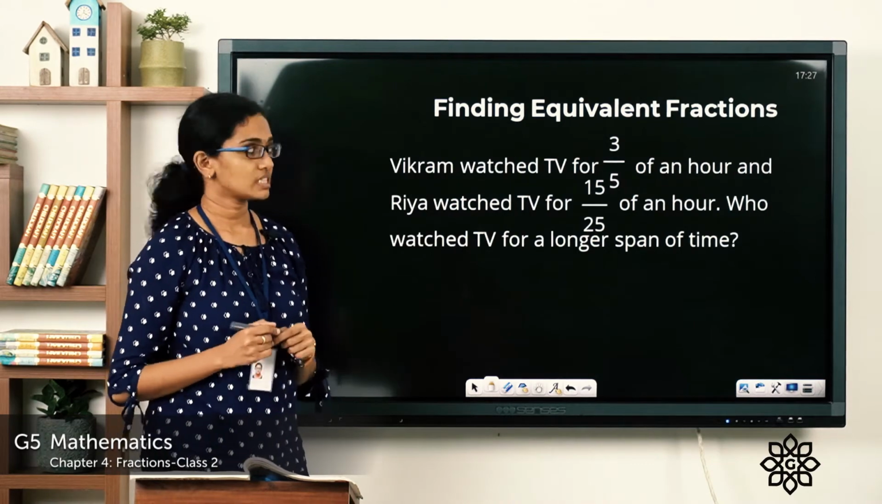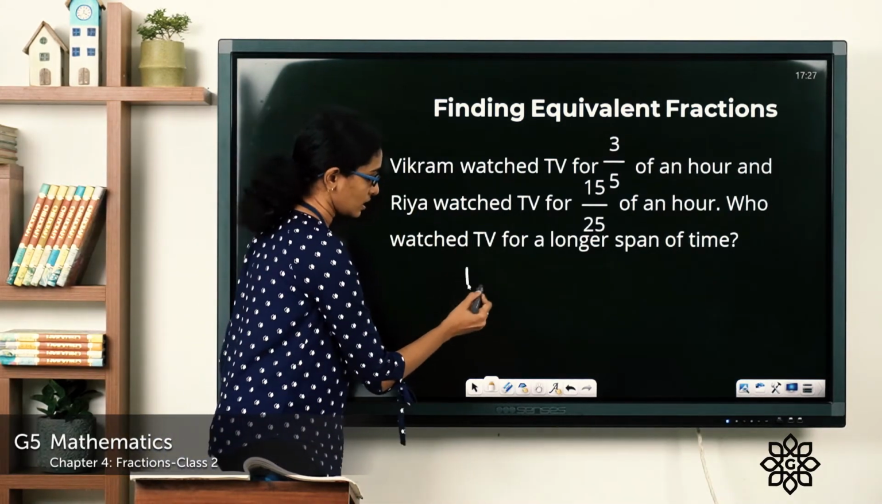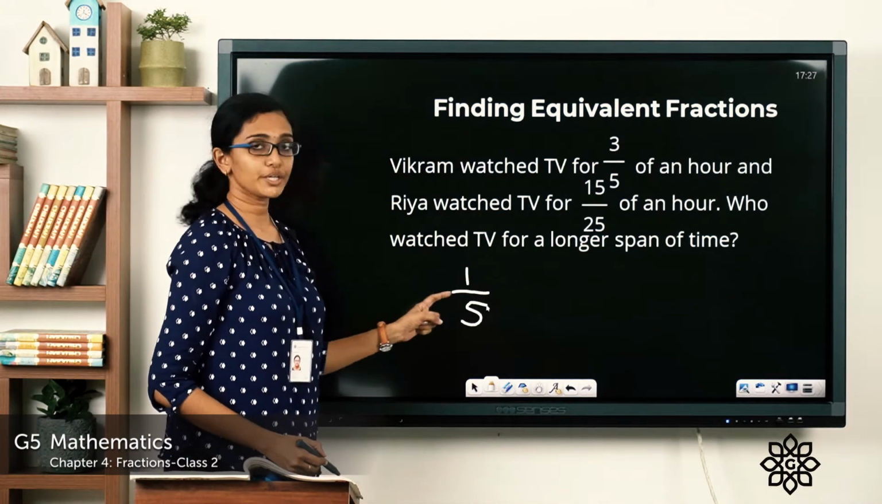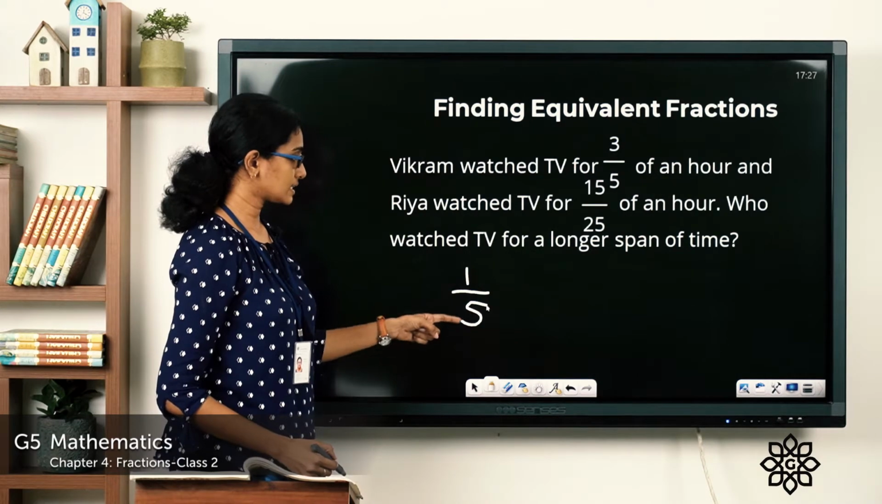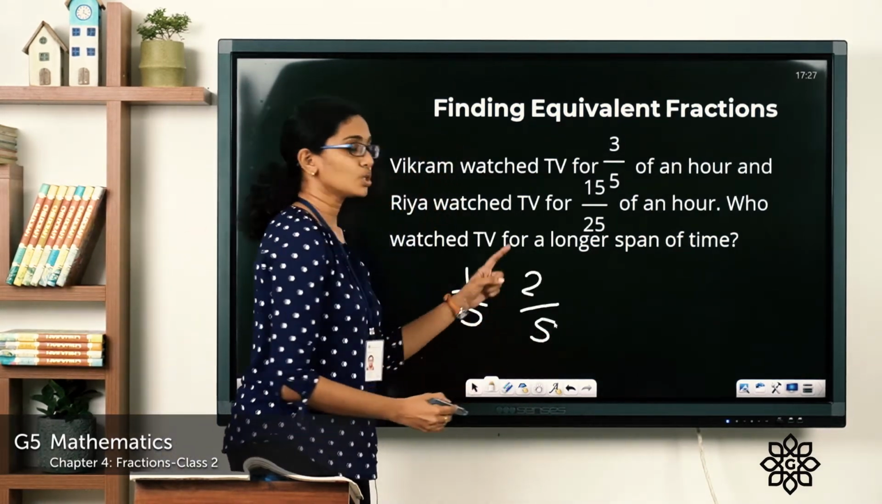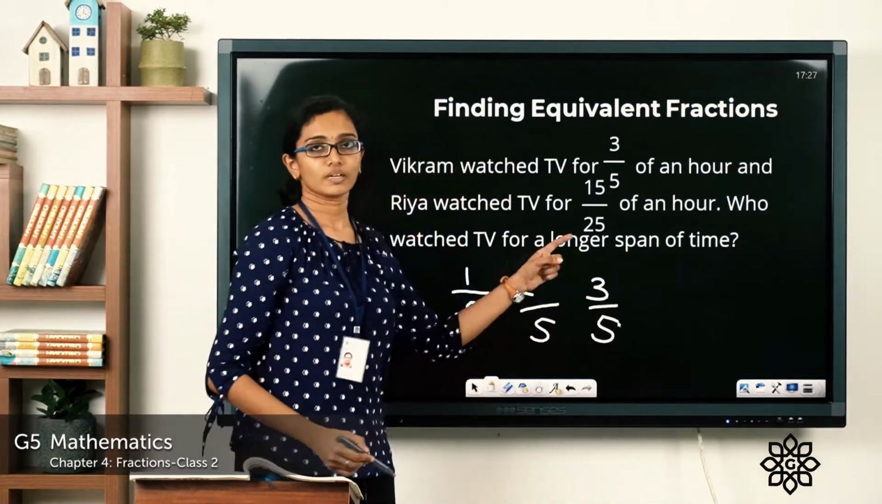Vikram watched TV for 3 by 5. How do you read this fraction? It is 1 out of 5 total parts. So you can read this as 1/5. And this you can read as 2/5. And this 3 by 5 you can read as 3/5.